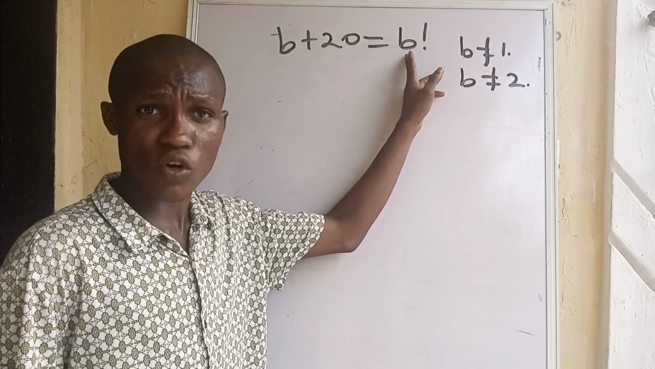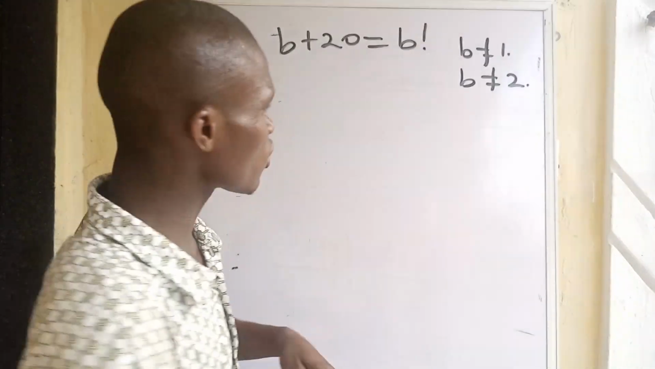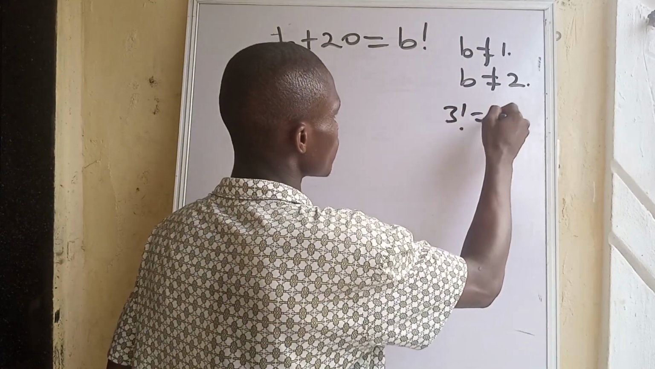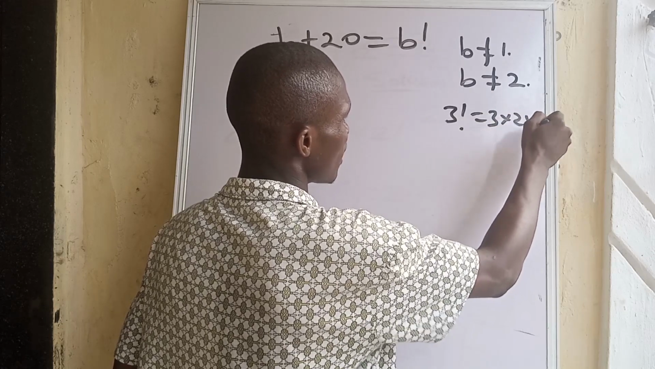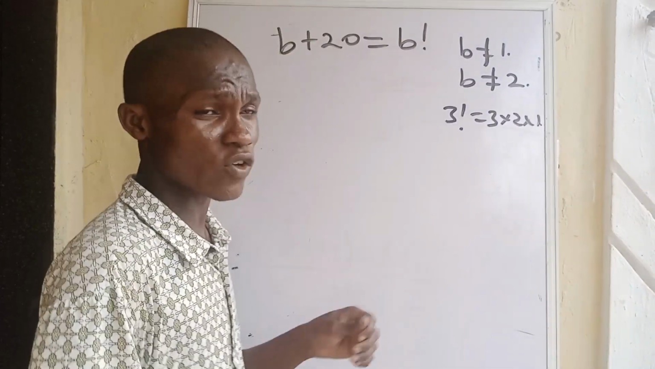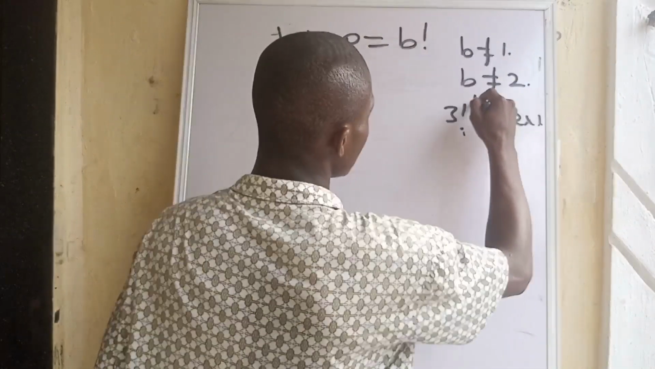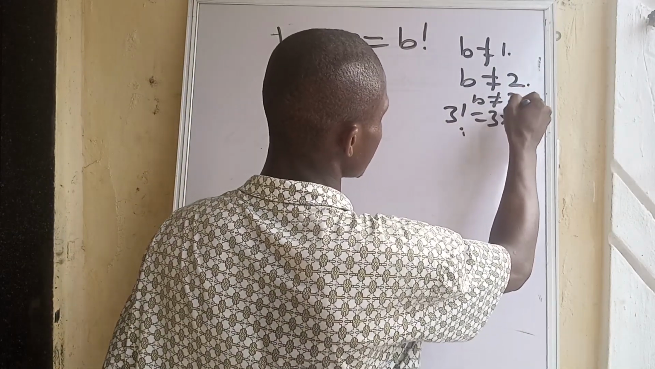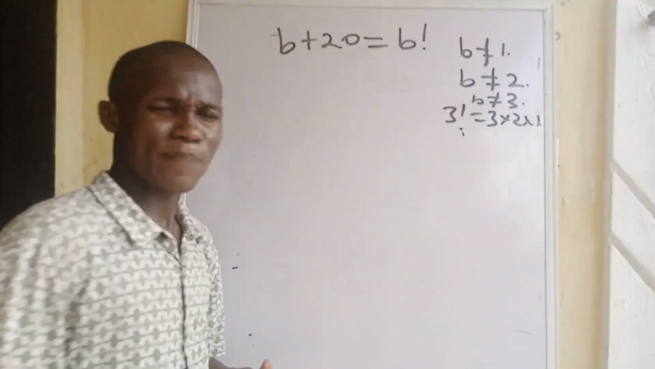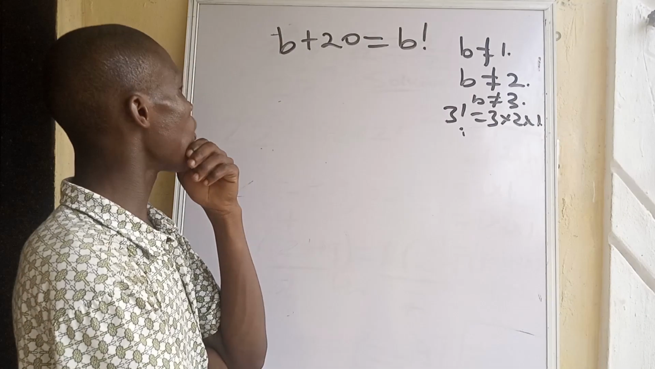Then we'll take the factorial of what? 3. Taking the factorial of 3, factorial of 3 is going to give us 3 times 2 times 1. And 3 times 2 times 1 is going to give us 6. So 23 is not equal to 6. So b can't be equal to 3. Okay, then let's try for 4.